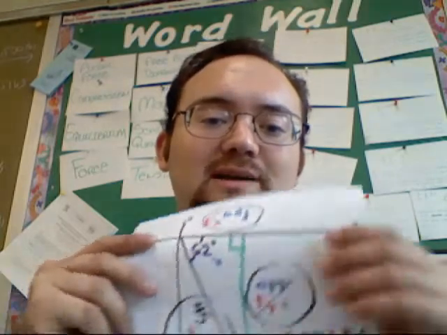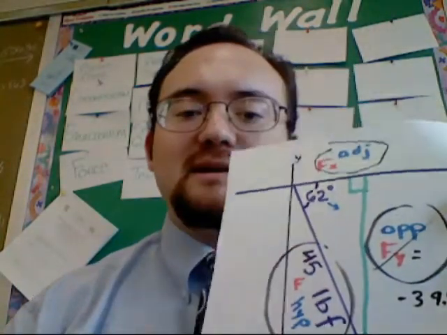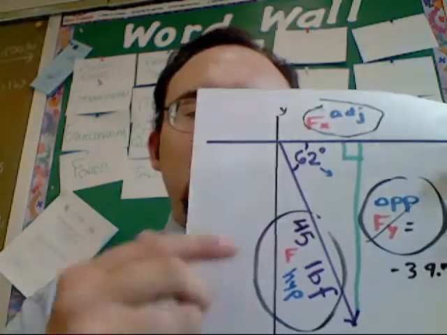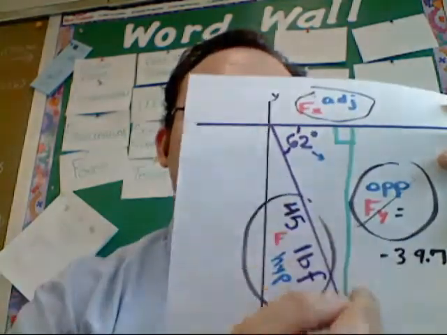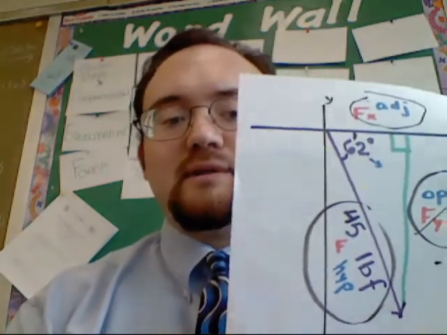Hi, this is Mr. Yates, teacher of Principles of Engineering at Patterson High School in Baltimore. Today we're going to look at how to take a vector, a diagonal vector like this one, and split it into its x component and its y component, and the trigonometric calculations that are involved therein.